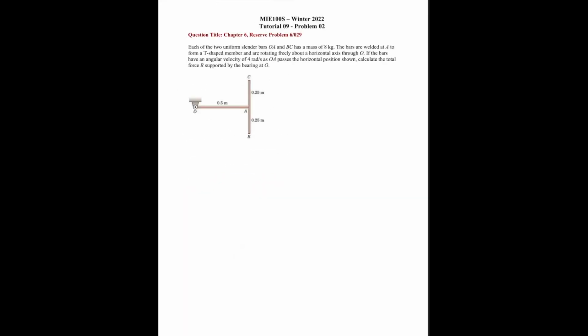Now for our second problem, it says here that each of the two uniform slender bars, OA and BC, has a mass of 8 kilograms. The bars are welded at A to form a T-shaped member and are rotating freely about a horizontal axis through O. If the bars have an angular velocity of 4 radians per second as OA passes the horizontal position shown, calculate the total force R supported by the bearing at O.